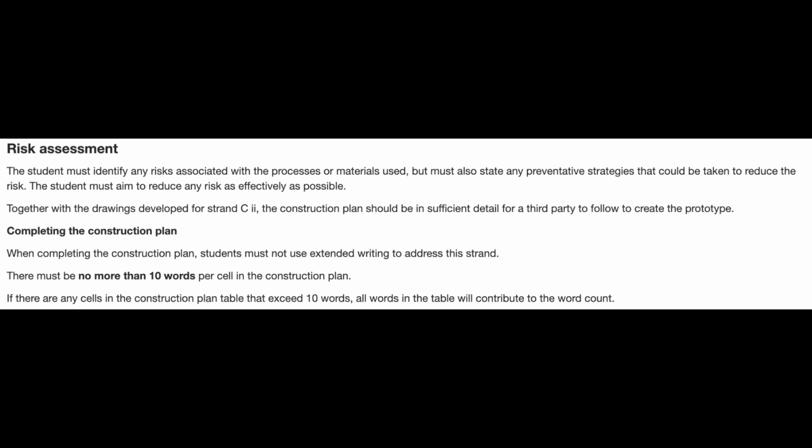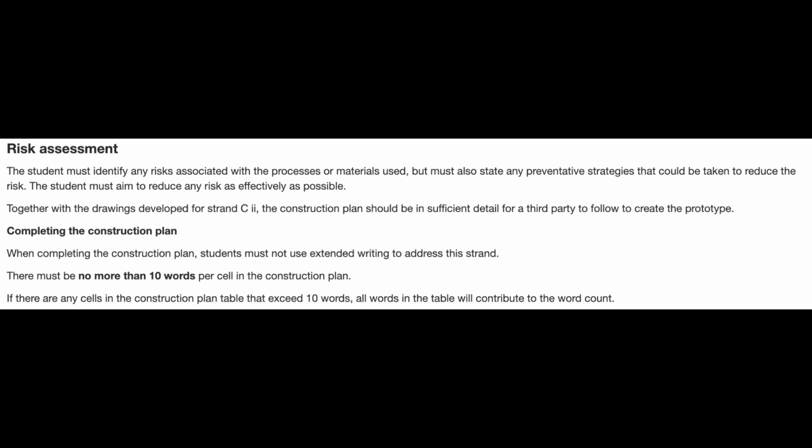You must aim to reduce risks as effectively as possible. Together with drawing developed for Criterion C, Strand 2, the construction plan should be sufficient detail for a third party to follow and create that prototype.